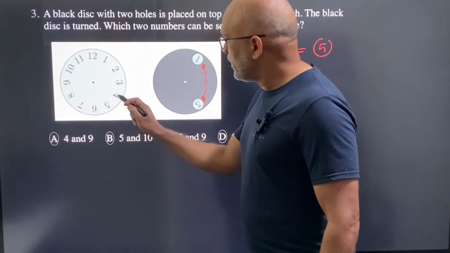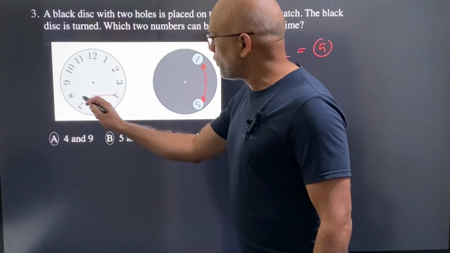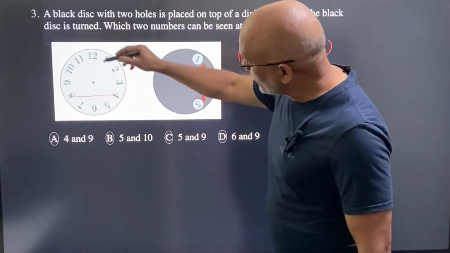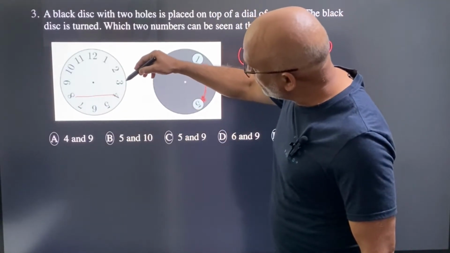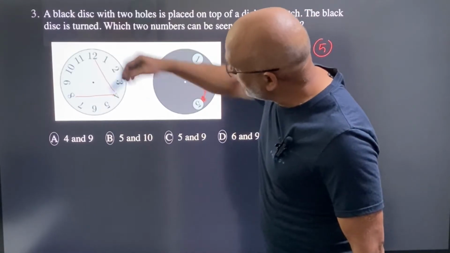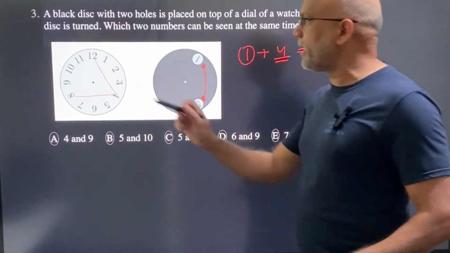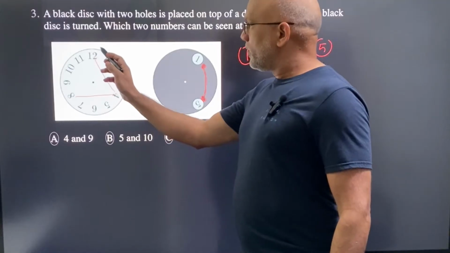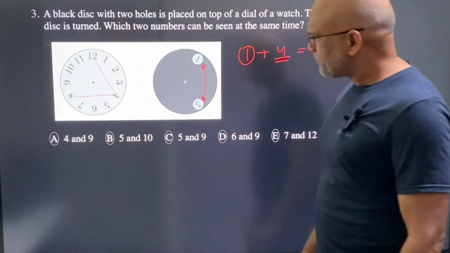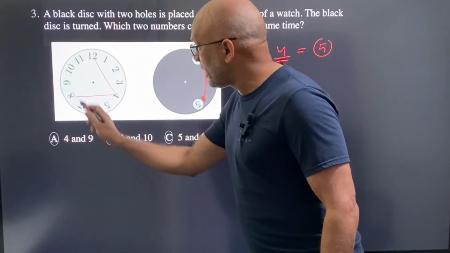So let's check one answer at a time. 4 and 9. So 4 plus 4 is 8. So 4 can be with 8. But it can also be this way. So 4 can also be a distance of 1, 2, 3, 4. 4 can also be with 12. So there is one thing we have to keep in mind, because after 12, the count resets to 1. Alright. So then 4 can definitely not be with 9.